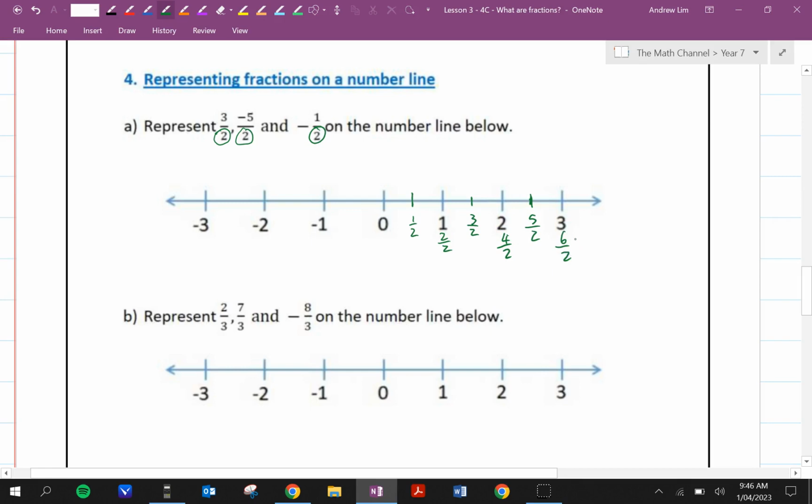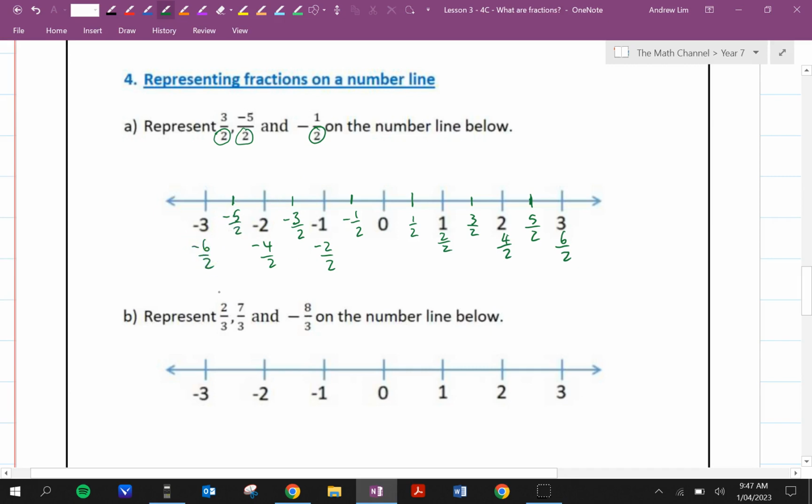And if we go backwards, if we go left, we'll have minus half. Minus 2 on 2 is the same as minus 1, because 2 divided by 2 is 1. Minus 3 on 2. Minus 4 on 2, because 4 divided by 2 is 2, and we've got a minus sign in front of it, so minus 2. Minus 5 on 2. Minus 6 on 2.